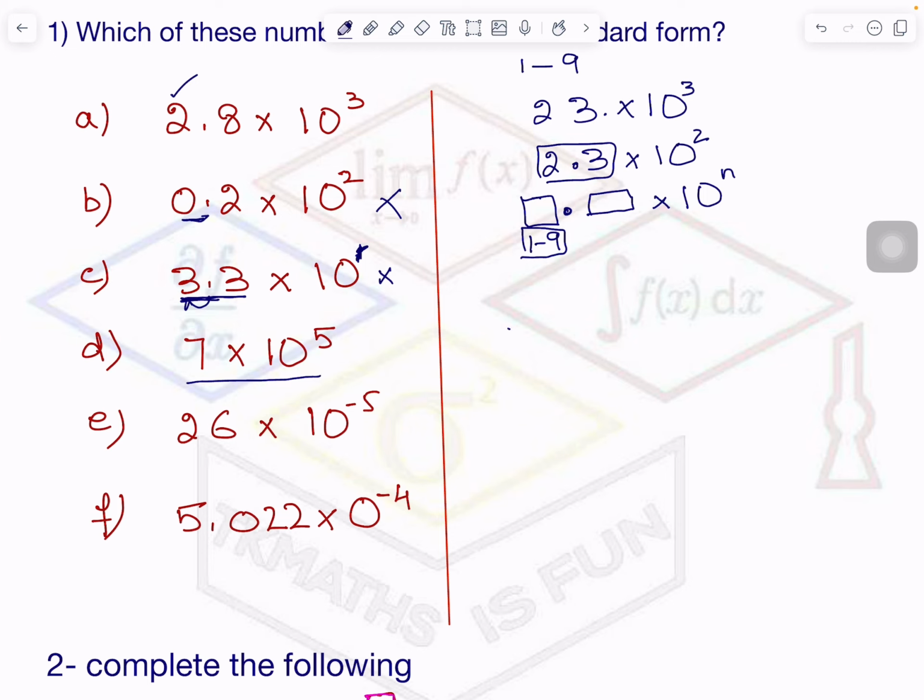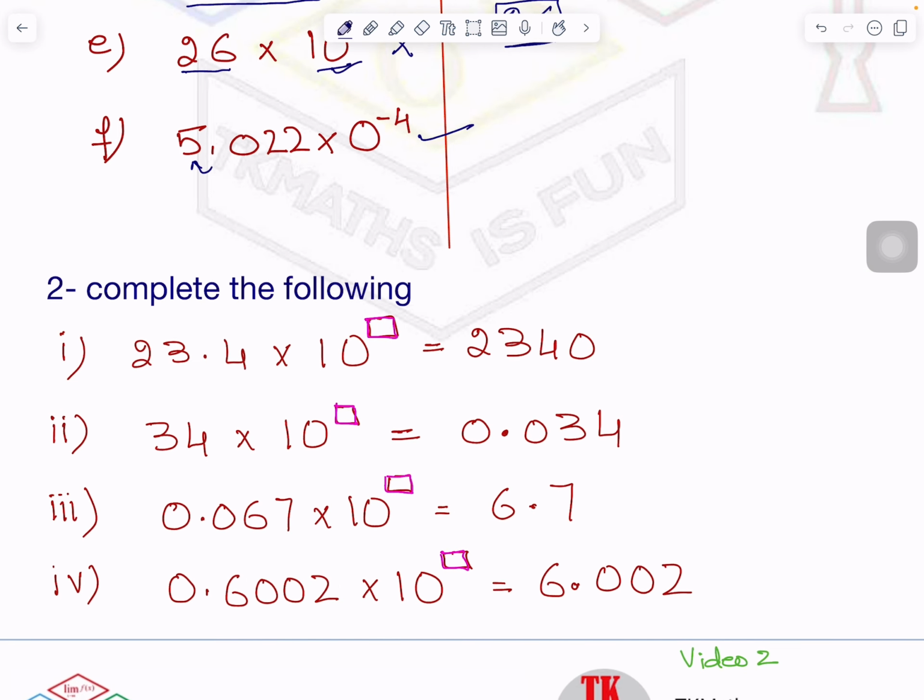Part D is fine. Why? Because when 7 is written here, it means the decimal is here. So this is a standard form. If you see part E, it is written 26. In 26 the decimal is here, and it means before the decimal I have a 2-digit number. So it is not the standard form. This part was correct, but overall it is not the standard form. If I see part F, yes, this is the standard form because before the decimal I have only a single digit, which is 5.